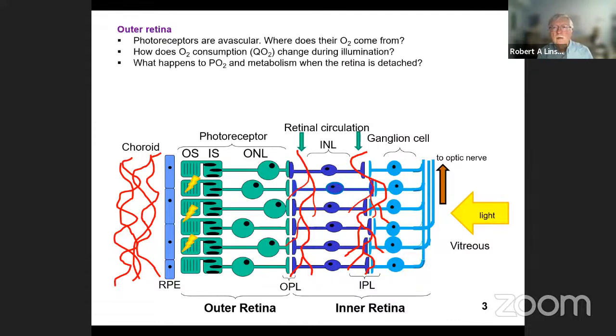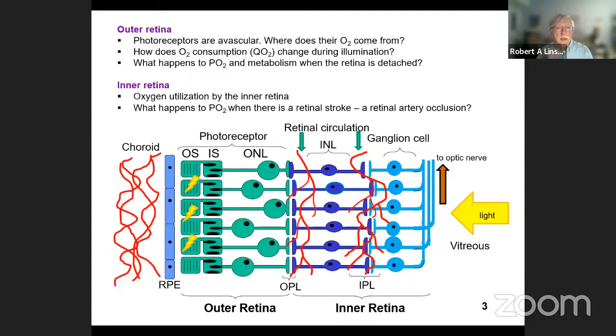So we're going to try to cover several topics today, answer several questions. Several of those are about the outer retina. The photoreceptors are in this layer that's 100 microns thick or more. And so the question is, where does our oxygen come from? Is it the retinal circulation or the choroidal circulation or both? We're also interested in how oxygen utilization changes during illumination and what happens to the PO2 and metabolism under various disease conditions. And the one I'll talk about is when the retina is detached.